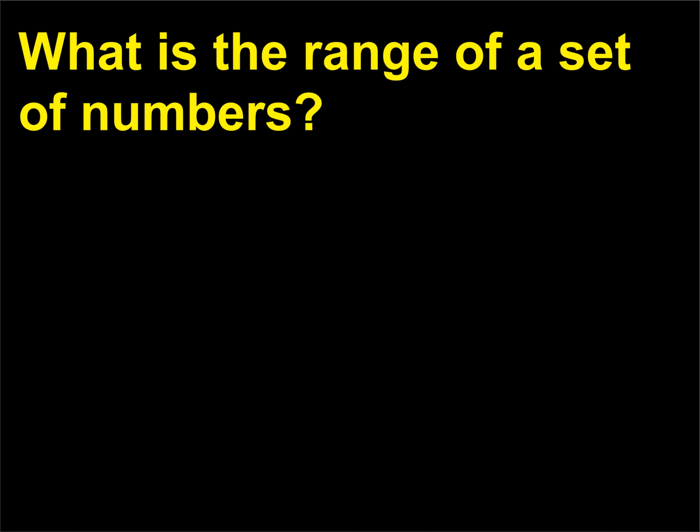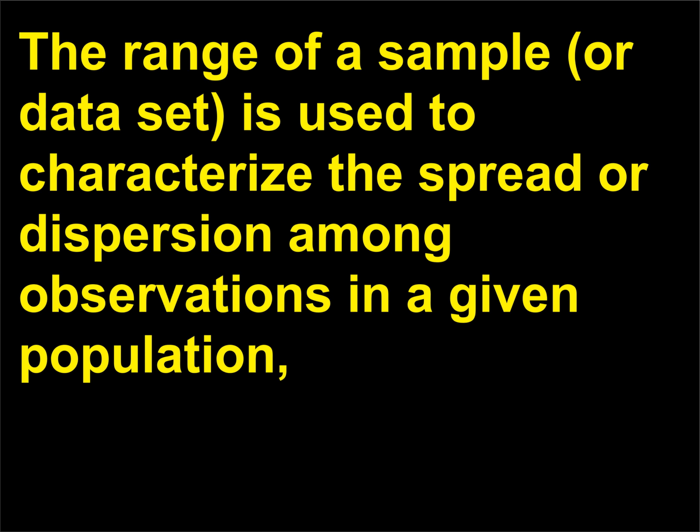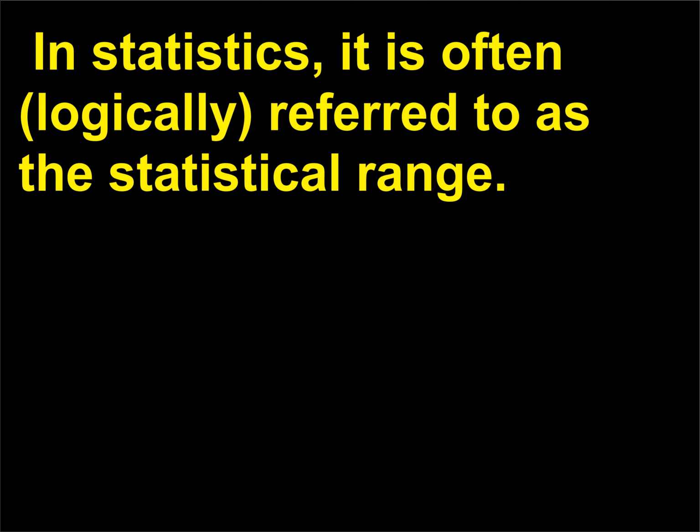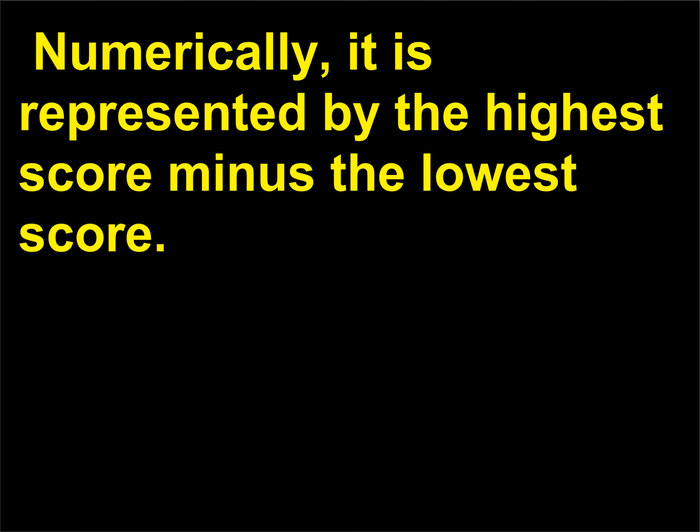What is the range of a set of numbers? The range of a sample, or data set, is used to characterize the spread or dispersion among observations in a given population, as it is the distance between the highest and lowest numbers. In statistics, it is often, logically, referred to as the statistical range. Numerically, it is represented by the highest score minus the lowest score.